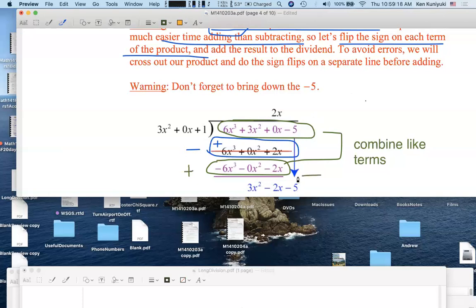In fact, I might want to extend that line down there. We're combining all the like terms. Don't forget the constant term here. Don't forget the negative 5. Bring that down as well. So that's why I like to say combine like terms. You don't want to forget the negative 5.